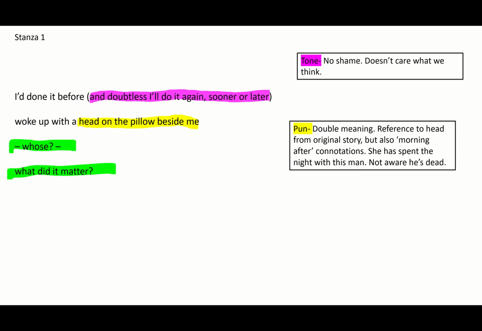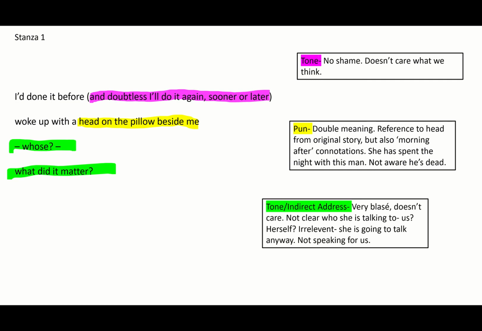She spent the night with this mystery man, and I mean, at this point, she's not actually aware that he's dead, that it's just his head. So there's a double meaning in that line to reference the original and also to kind of tell us what's been going on the night before.